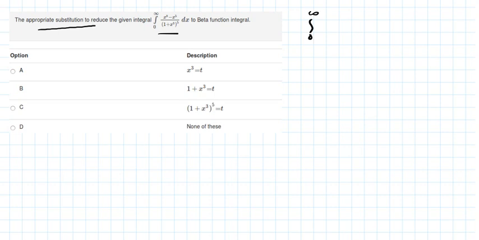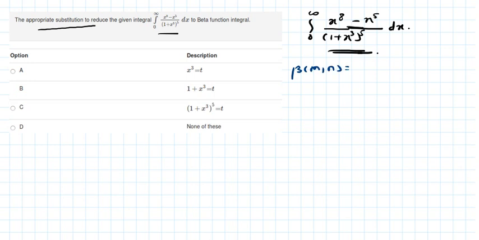Integration 0 to infinity x raised to 8 upon (1 plus x cube) raised to 5 dx. To convert this given integral to the beta function, you must first know the definition of beta of m, n. The definition is integration 0 to infinity x raised to m minus 1 upon (1 plus x) raised to m plus n dx. So this is our definition.